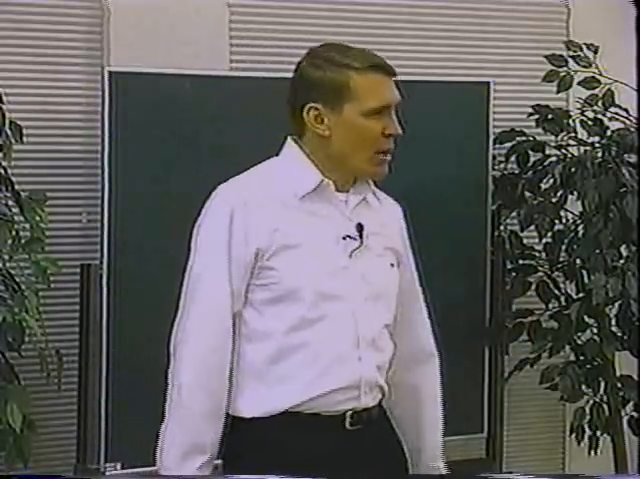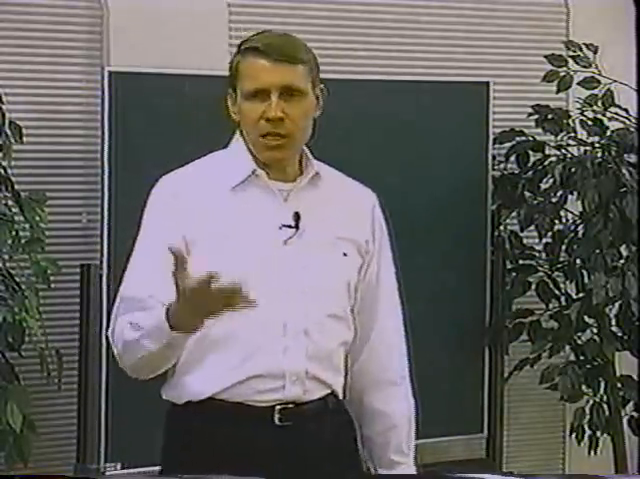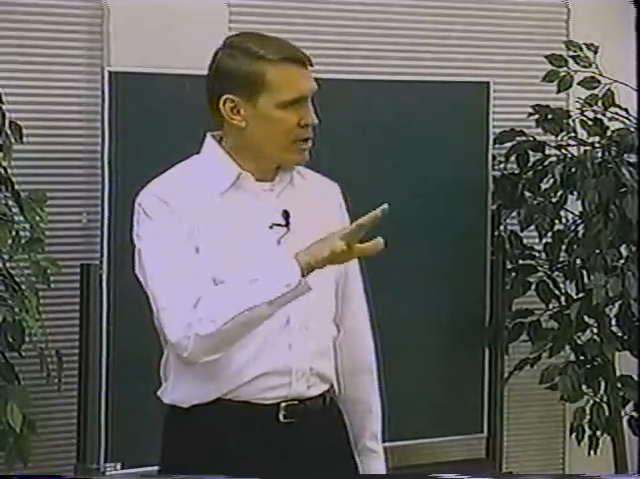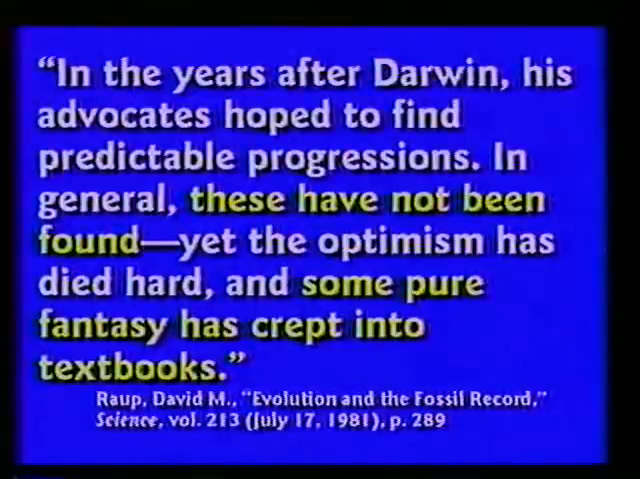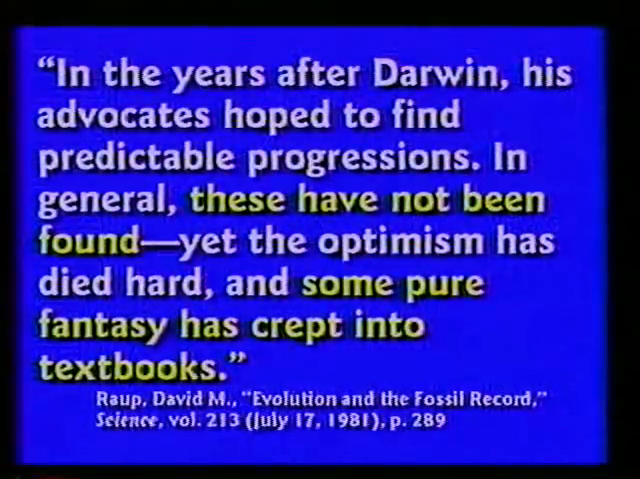Okay, David Ropp, who teaches or works at the American Museum of Natural History in New York City. He's one of the guys at the museum, and he's a strong believer in evolution. He said, in the years after Darwin, his advocates, the people that promote him, hoped to find predictable progressions. By that, sequencing from apes to humans. Slightly bigger, slightly bigger, slightly bigger, slightly bigger. In general, these have not been found, yet the optimism has died hard, and some pure fantasy has crept into textbooks. You're kidding. Fantasy in our textbooks?